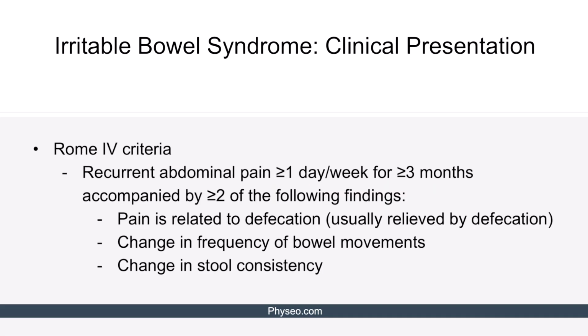Irritable bowel syndrome is diagnosed with Rome 4 criteria. The Rome 4 criteria includes recurrent abdominal pain at least once per week for at least 3 months. Abdominal pain should be accompanied by at least 2 of the following findings. First, pain is related to defecation and is usually relieved by defecation. Secondly, there is a change in frequency of bowel movements. And thirdly, there is a change in stool consistency.